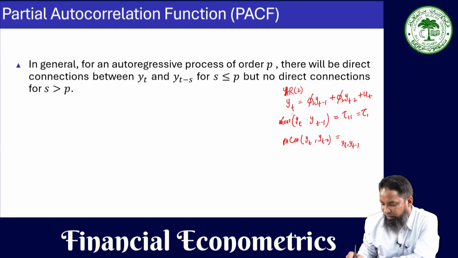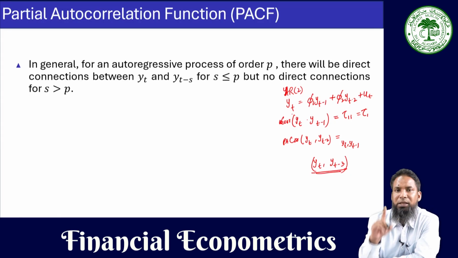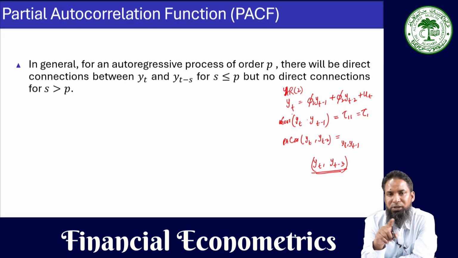So there will be a direct relationship between yt and yt minus 2. However, there will not be any direct relationship between yt and yt minus 3. That's what we mean. If the lag we are taking is less than the order of the autoregressive process, then there will be a direct connection. However, if you take a lag beyond the order, there will not be a direct correlation. That means if there is no direct correlation, then the partial autocorrelation function should be equal to 0.